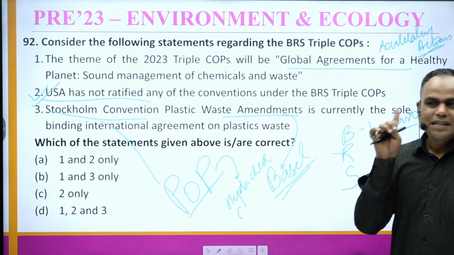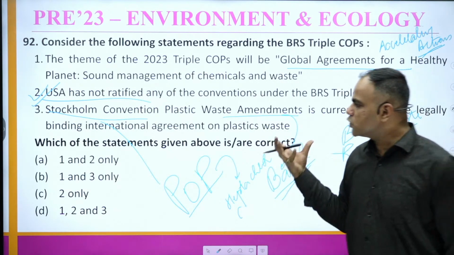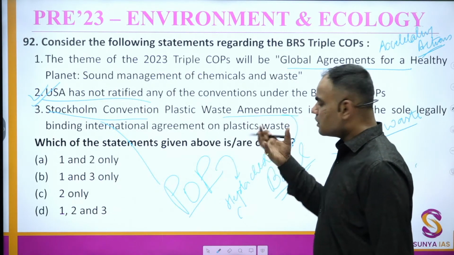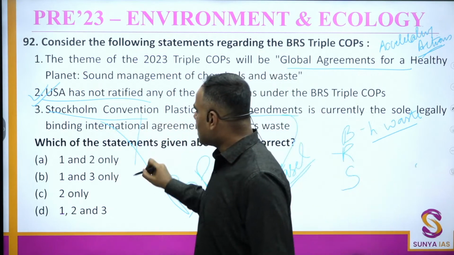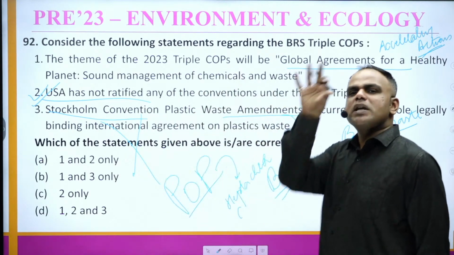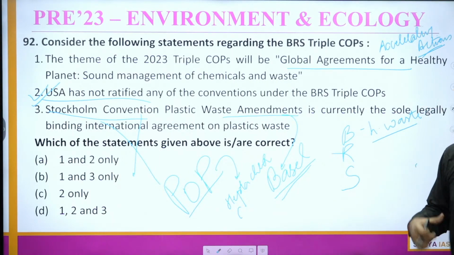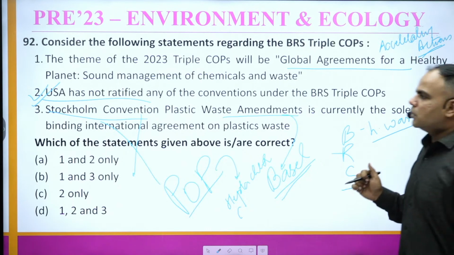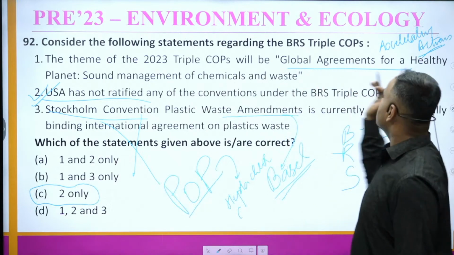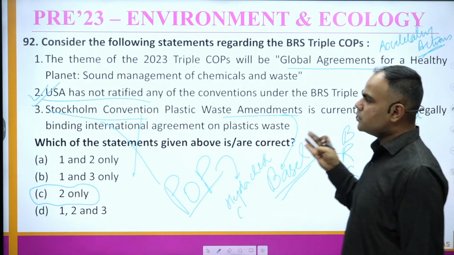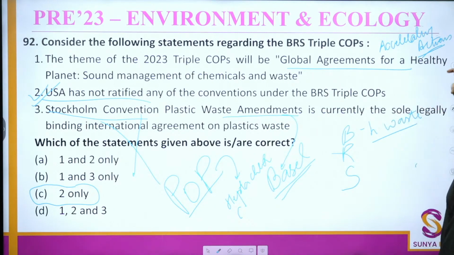Second, these persistent organic pollutants are organic in nature, and they will stay for a very long time. In fact, you would also have heard of terms like the dirty dozen. Those were initially a set of 12 POPs. So that was there. So question number 92, the answer is C. Okay, 2 only, because 1 is also wrong, the theme is wrong. The theme talks about accelerating actions, and statement 3 is not Stockholm, it is actually Basel.